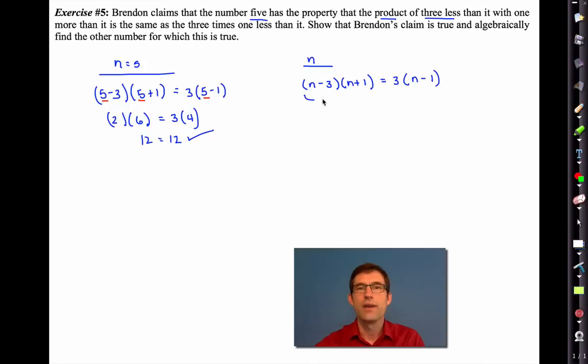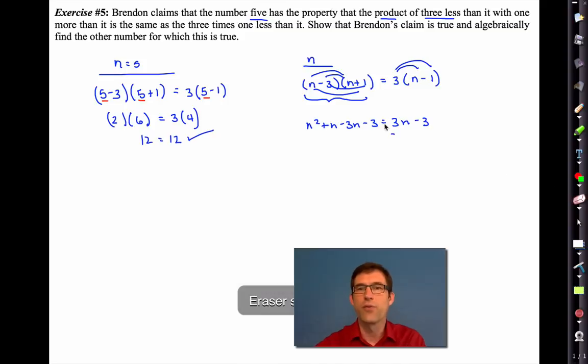All right, we now need to expand this. We'll do a little foiling, so n times n is n squared. n times positive 1 is positive 1n. Negative 3 times n is negative 3n. And negative 3 times positive 1 is negative 3. On this side, we have 3 times n and 3 times negative 1. All right, let's keep going.